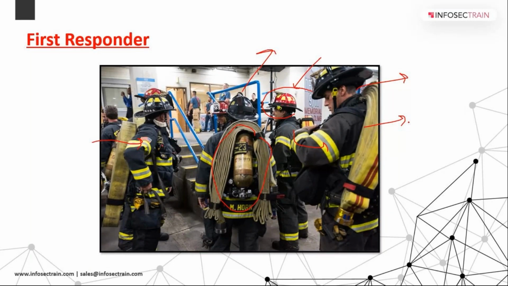So if, due to your irresponsible behavior, there is a fire in your house, the fire department is going to write in the report that due to this person's mistake, his house was on fire. The insurance agency is not going to give you a single penny for your stupidity. Okay, right?